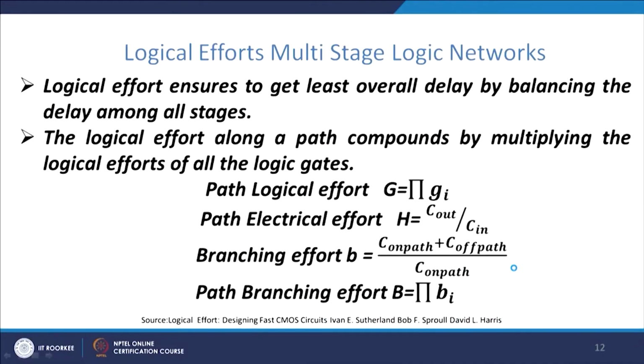So, first you have to find out the F value, then if the parasitic delay P is given to you, D equals F plus P inverter. Once you find out the value of D, you then multiply it by tau. Tau is always fixed for a particular technology, and from there you can calculate the total delay between the gates.